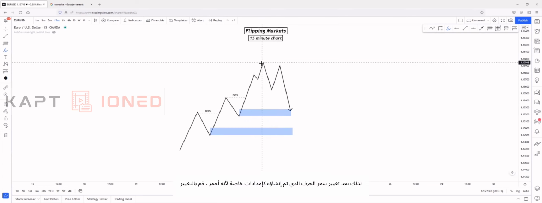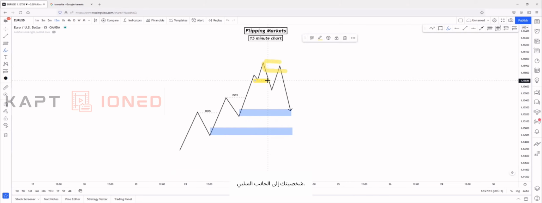Okay, so after a change of character, price created a supply zone because it changed character to the downside. So this means supply is in control now. I will just draw a supply zone right here.